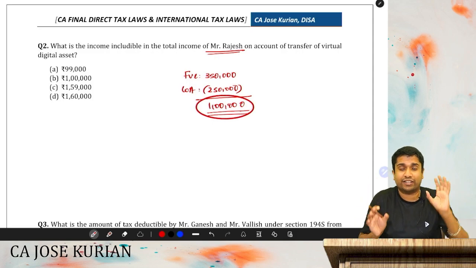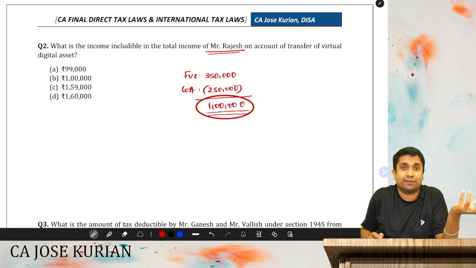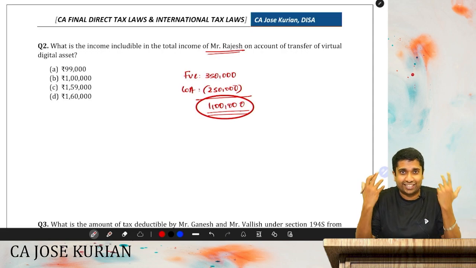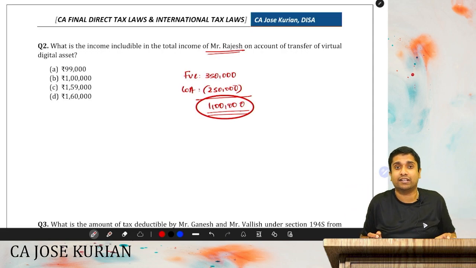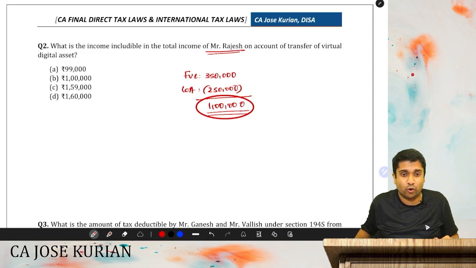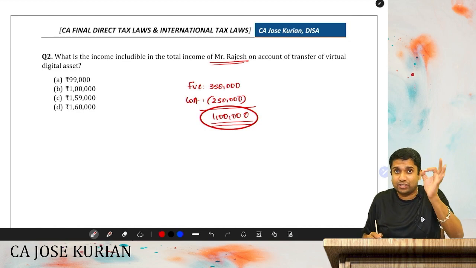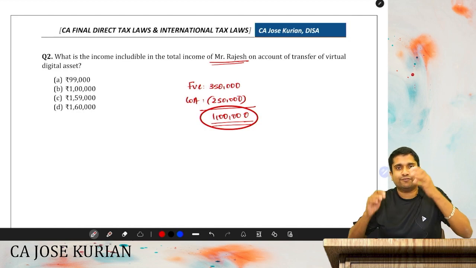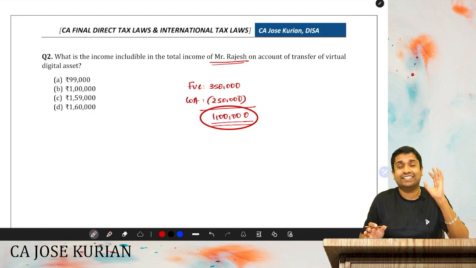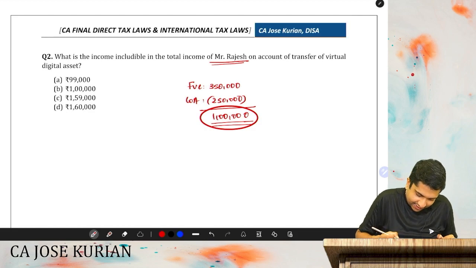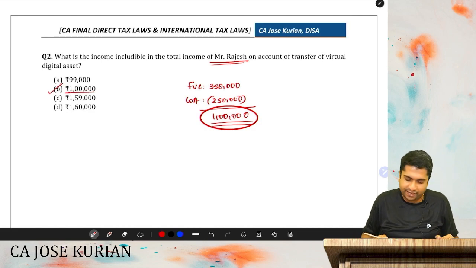You don't need to check whether this is a long-term capital gain or short-term capital gain. It does not have any relevance, because whether it is long-term or short-term doesn't make any difference. The taxation will be under section 115BBH and the rate shall be 30%. I hope it is clear for you. That is the speciality of section 115BBH: whether it is long term or short term, the rate of tax shall always be 30%. So the answer shall be option B in question 2.